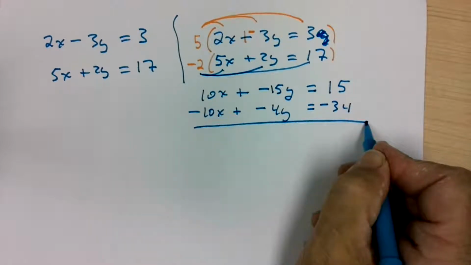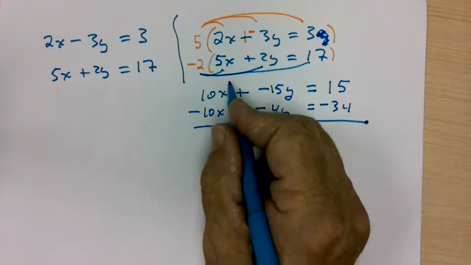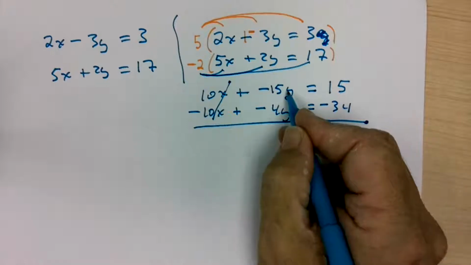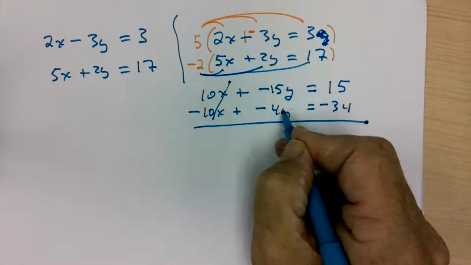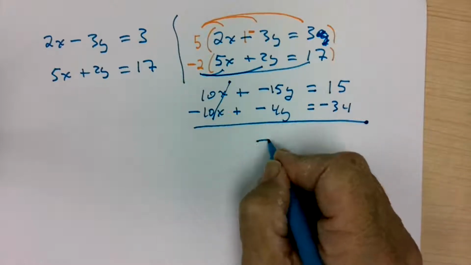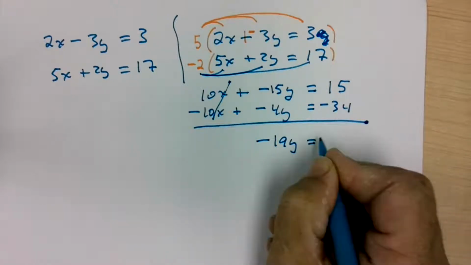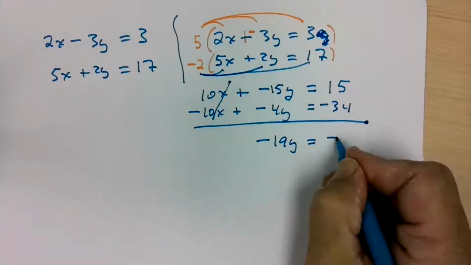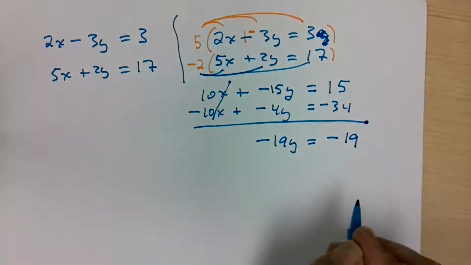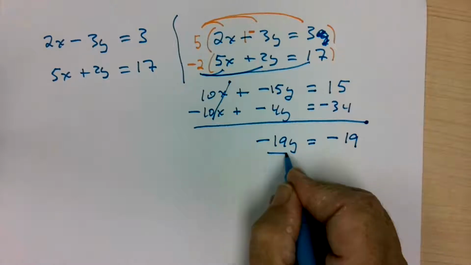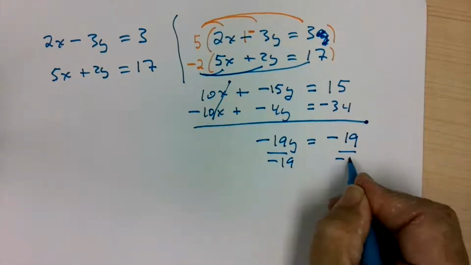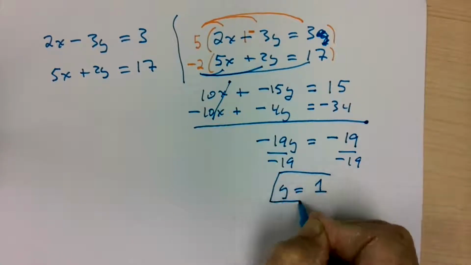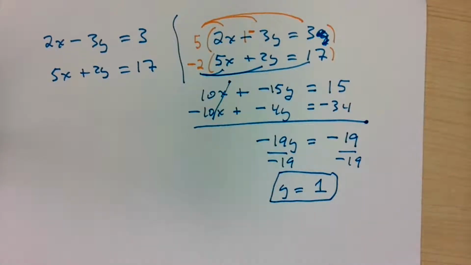So if I add these together, what do I get? Negative 10x and positive 10x will give me 0. Negative 15y and negative 4y is negative 19y. And 15 minus 34 is also negative 19. So if I divide both sides by negative 19, I get y equals 1. So by eliminating the variable, I've solved for y.